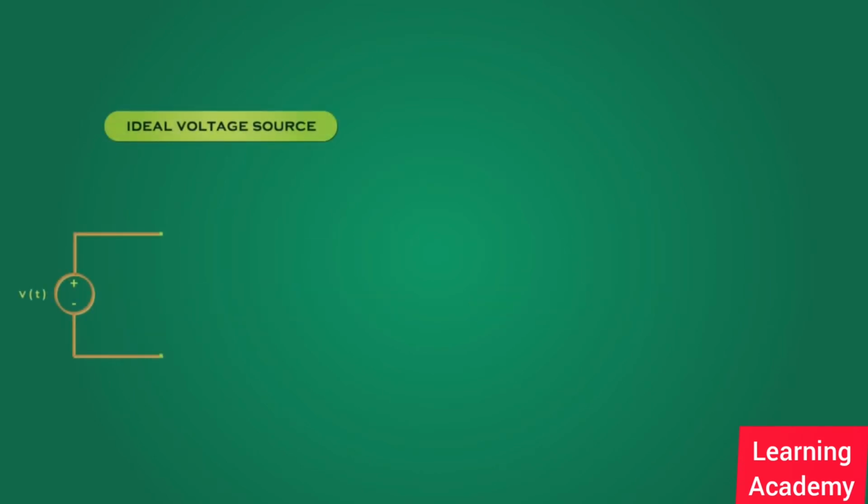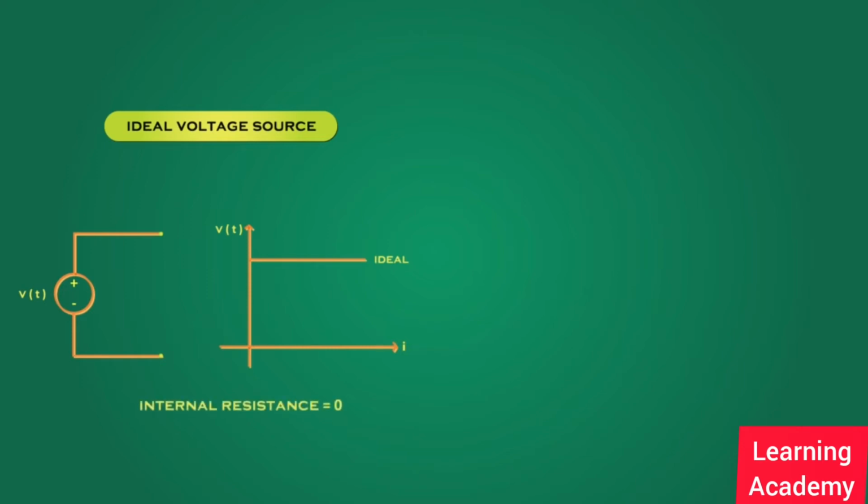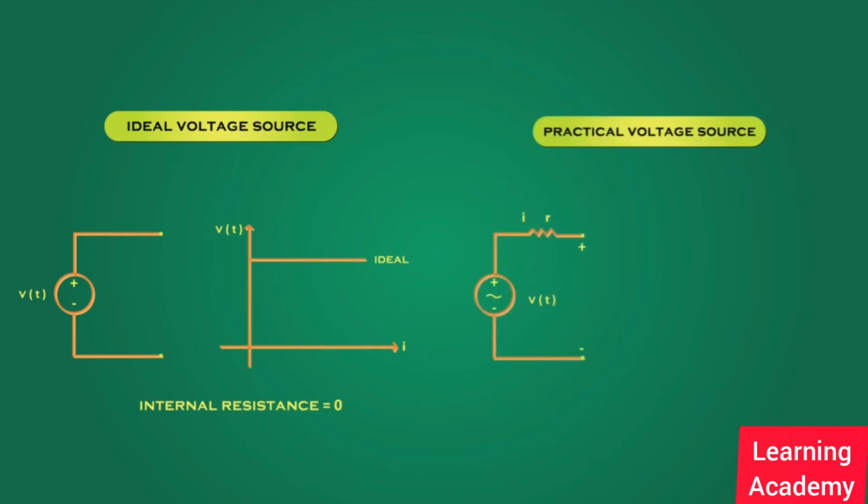An ideal voltage source has an absolutely constant voltage, whatever the output current. It has zero internal resistance, and the power drawn by the source is zero. Whereas a practical voltage source has some internal resistance, and the voltage is not always constant.